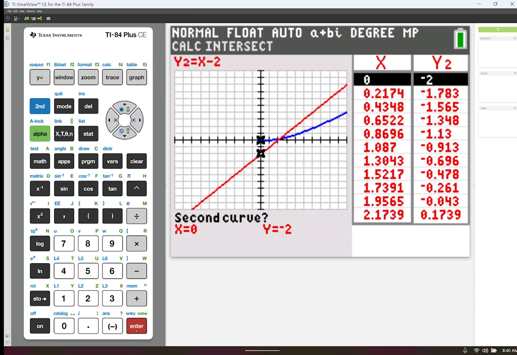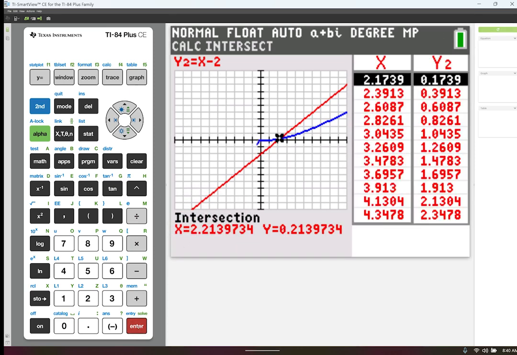Press enter. Then it's asking, is this the second one? And notice it's showing you the second equation in red. Press enter. And then it says, do you want me to guess where they intersect? Press enter. And it should hop right there to where they intersect. You need the x value because you're solving for x. So that would be 2.21.